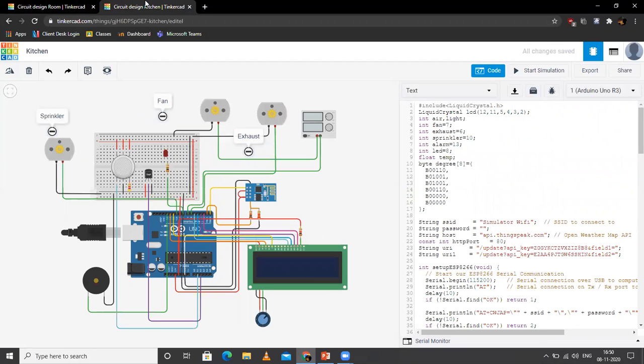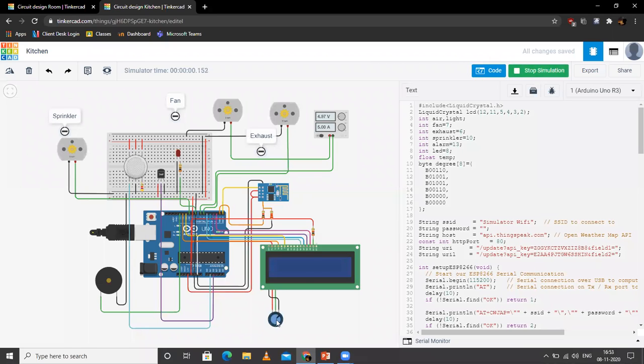So this is the kitchen. Here also we are representing a sprinkler, fan, and an exhaust using DC motors. We have a buzzer. If there is any indication, the buzzer will be on, and we have an LCD over here too. Now the working of the kitchen will be explained more by Vineeth.